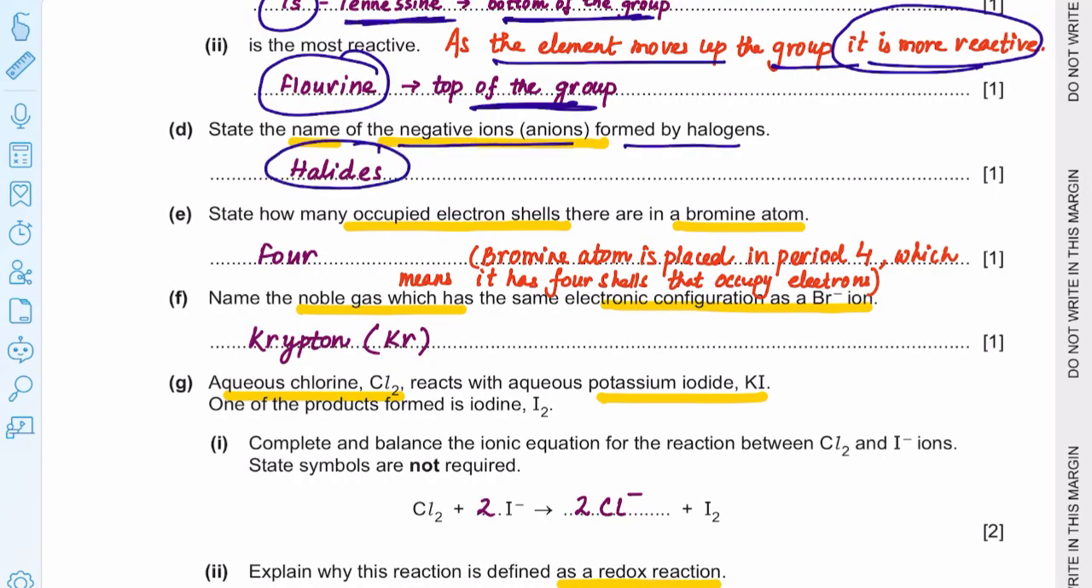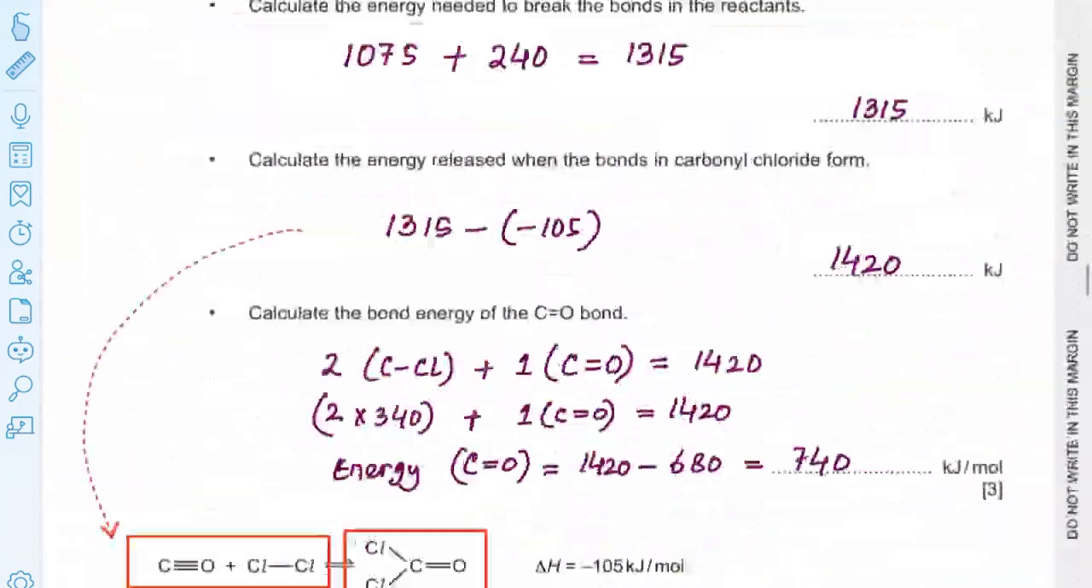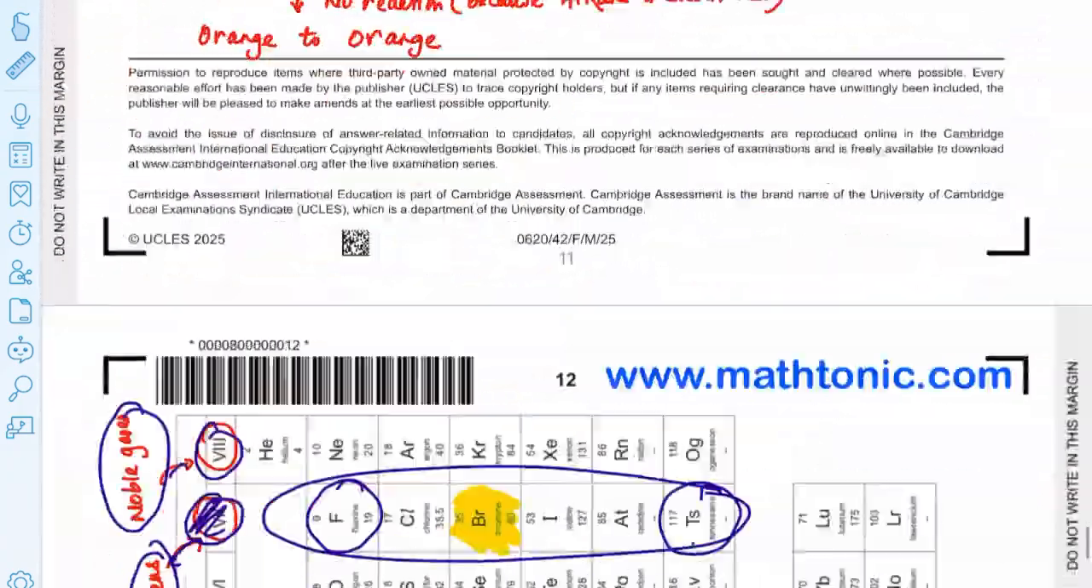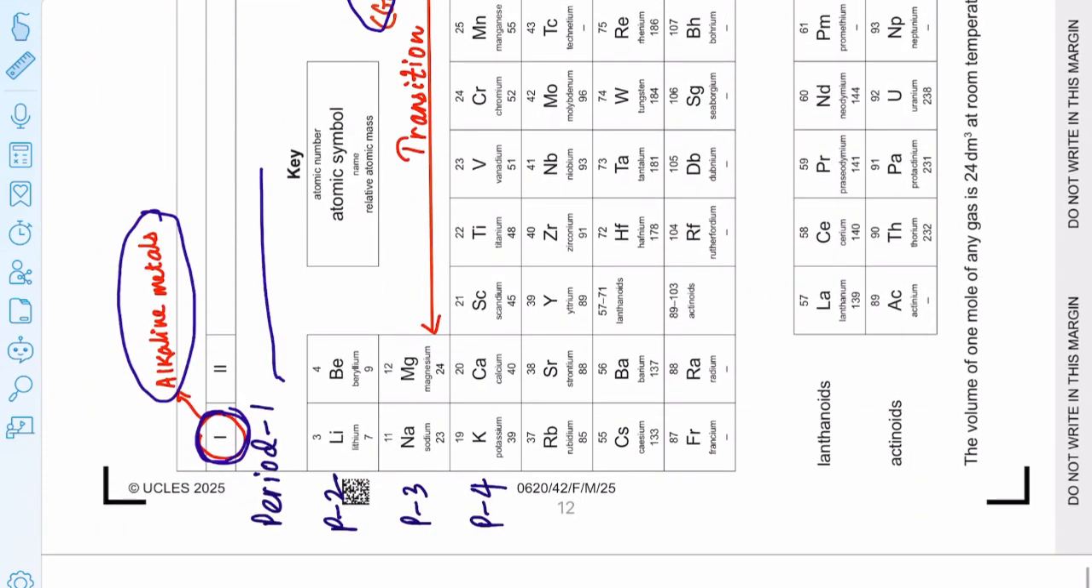Next question: state the name of the negative ions formed by the halogens. The name is halides. You have to remember this one. Okay, state how many occupied electron shells there are in a bromine atom. It will be 4, because the bromine atom is placed in period 4, which means it has 4 shells that occupy electrons. If I show you the periodic table again, this line is period 1, this is period 2, this is period 3, and this is period 4.